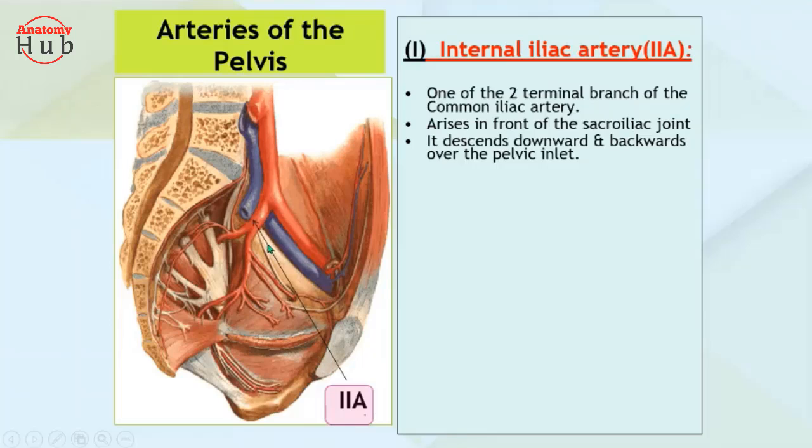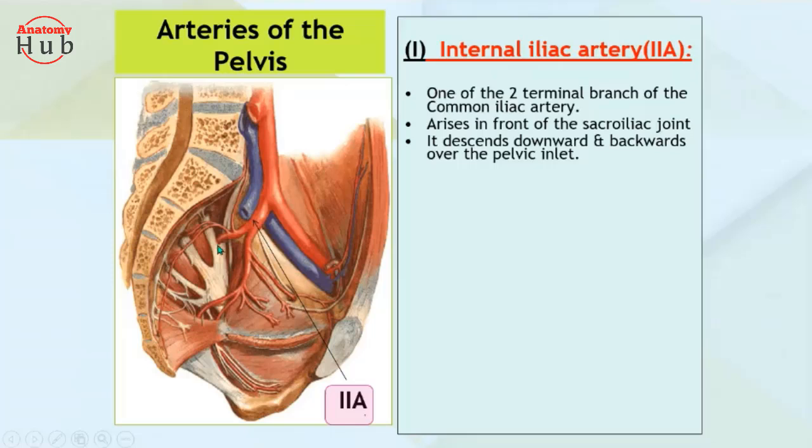So this external iliac artery and the vein, they are just going through the arcuate line because they have to reach the inguinal ligament and they will come out, right? But this one is going downward and posteriorly, towards the sacral region.